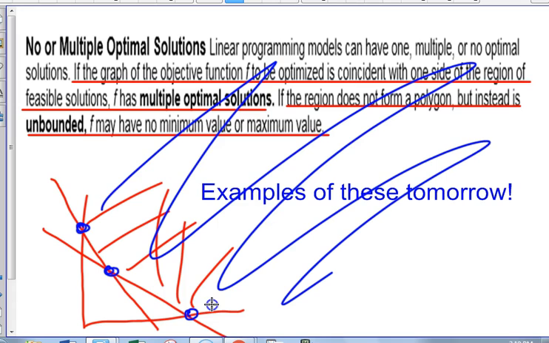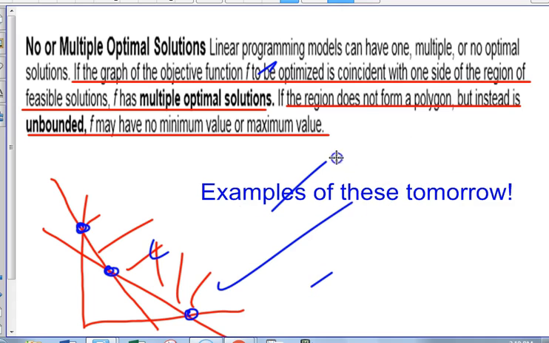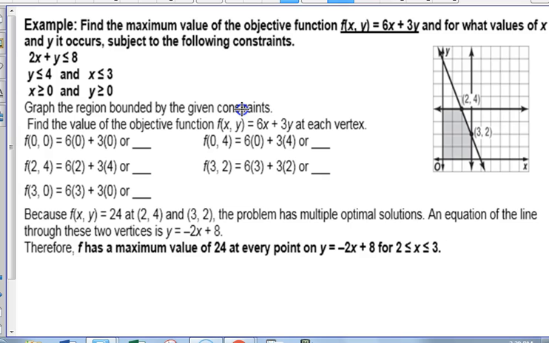All right, guys, but it does say it up here, if it's a polygon that is unbounded, it is possible it has no maximum or minimum, but it's also those points down at the bottom could be. And it says if the graph of the objective function is consistent or coincident, if it lands right on top of one side of the region, it will have multiple solutions. I think we're going to have one of those in a second.